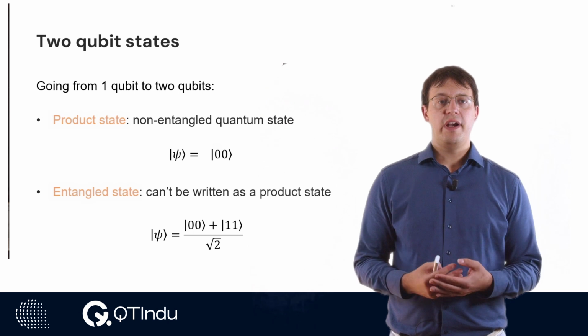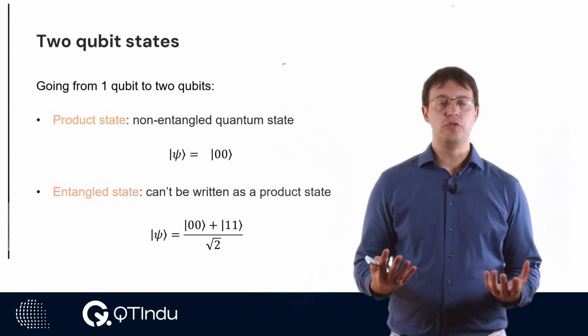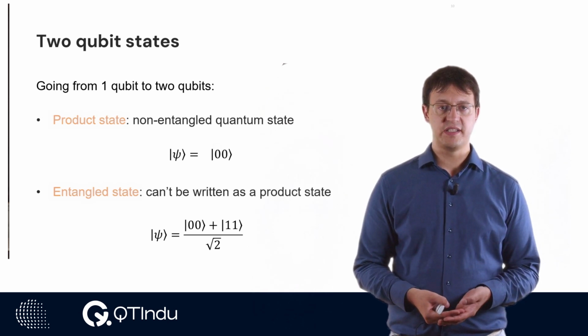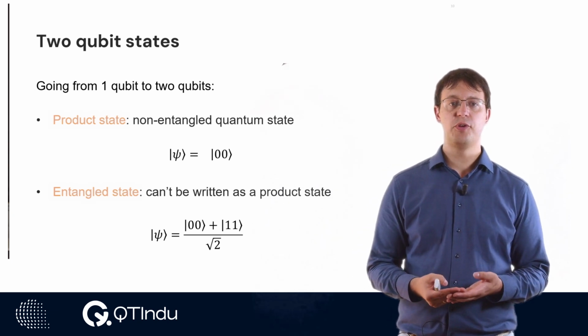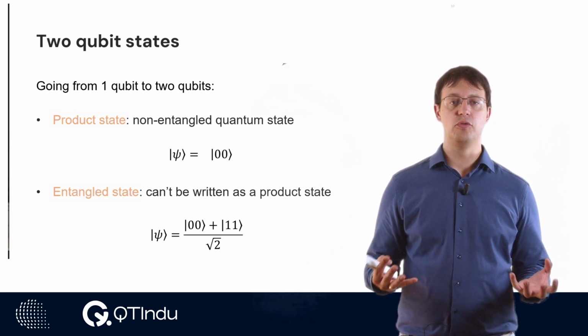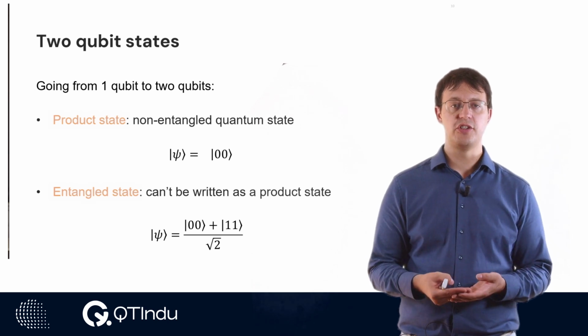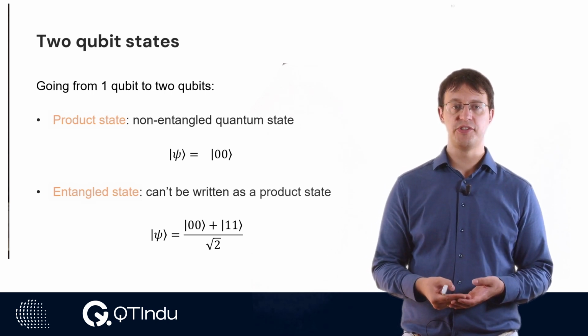There are 2 very different types of 2 qubit states. The first is the product state. The product state can be written as a direct tensor product between 2 single qubit states. One example is shown here, which is the state 00.